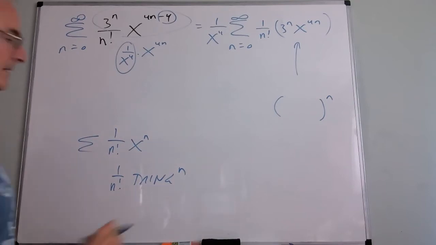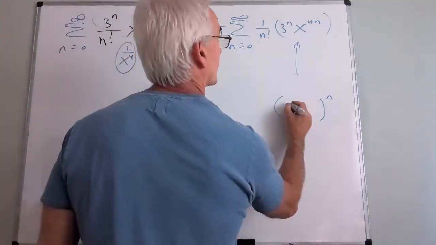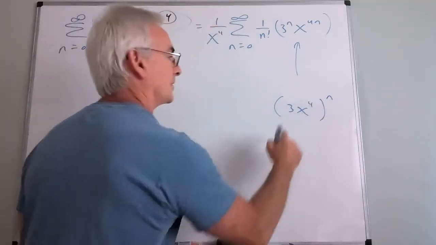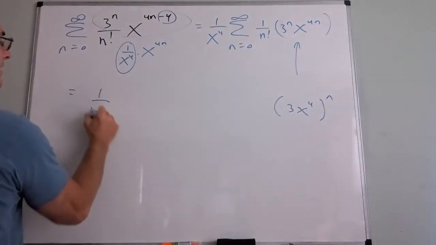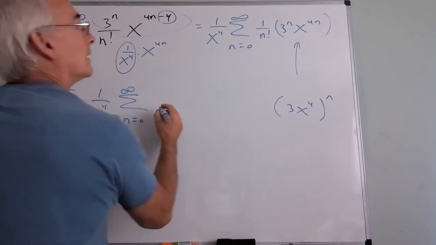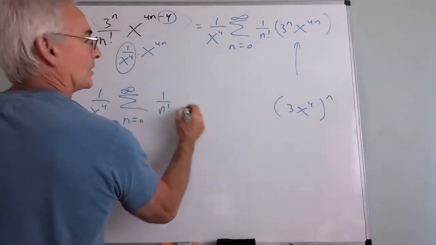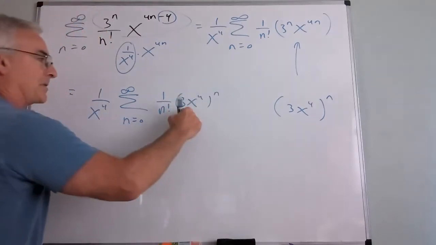What would that be, do you think? It would just be 3x to the 4. So it looks like 3x to the 4th, so 3 to the 4th, boom. I think we're good. So we can now say 1 over n factorial, 3x to the 4th raised to the nth power. There's my thing to the n.